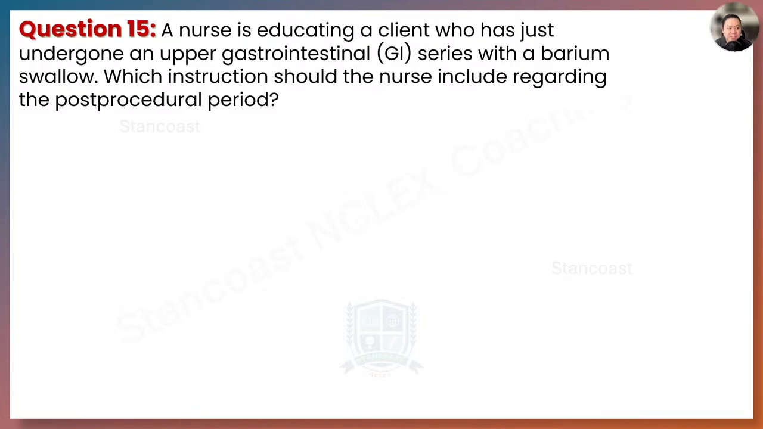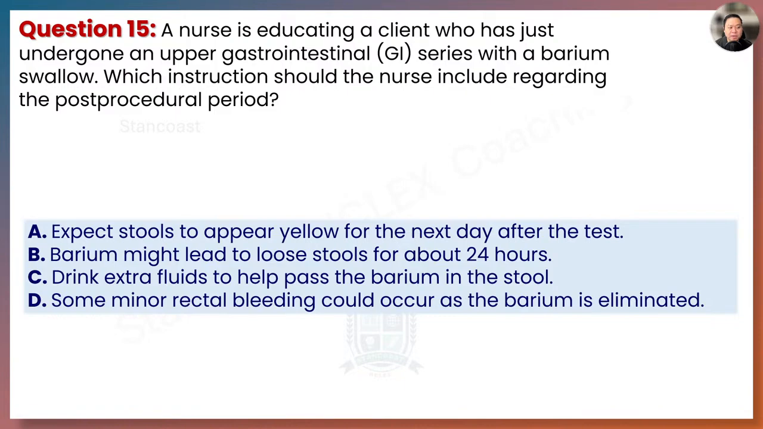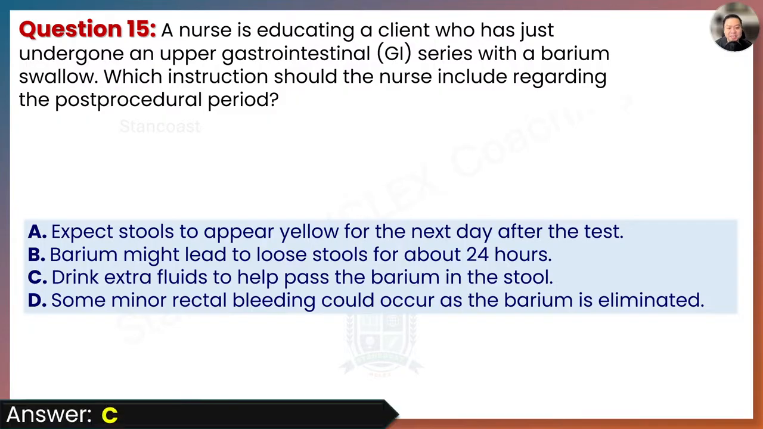15. A nurse is educating a client who has just undergone an upper gastrointestinal series with a barium swallow. Which instruction should the nurse include regarding the post-procedural period? Options: A, expect stools to appear yellow for the next day after the test. B, barium might lead to loose stools for about 24 hours. C, drink extra fluids to help pass the barium in the stool. D, some minor rectal bleeding could occur as the barium is eliminated. The answer here is letter C.